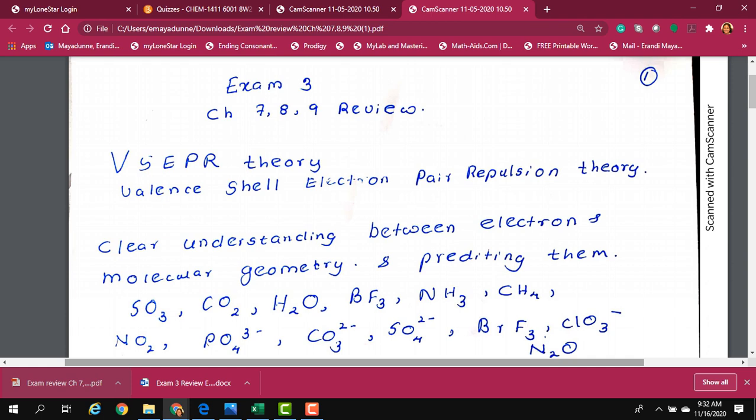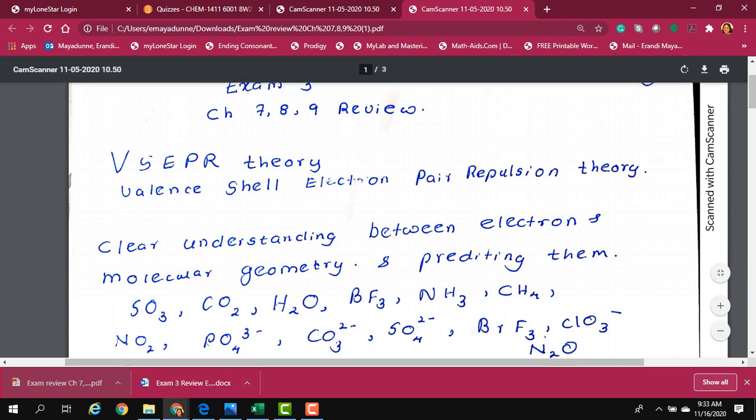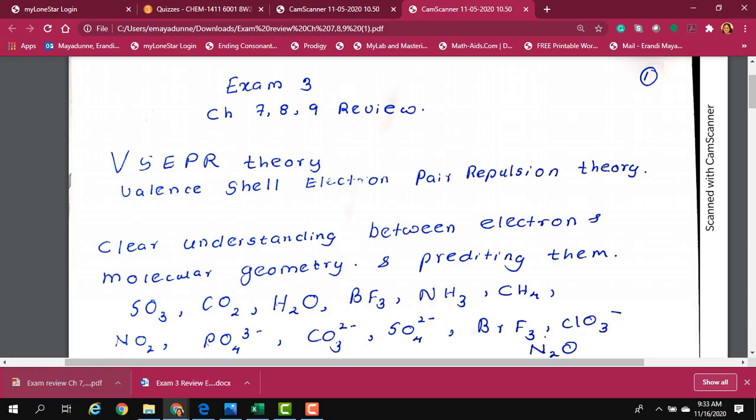If you think about the shape of a molecule, you need to know the shapes. For example, if you want to know about SO3, let's see how we know the shape of the SO3 molecule. Let me draw you SO3. So let's see how to draw a Lewis structure first. Before predicting the molecular geometry, you need to draw the Lewis structure.